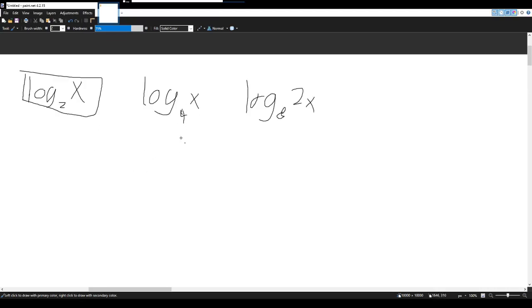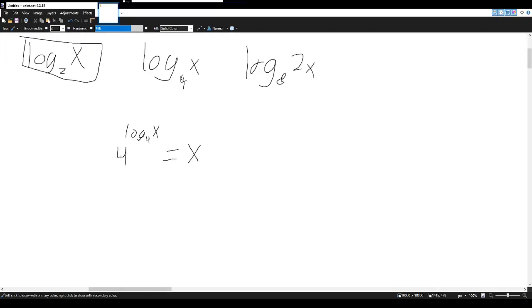Now the first one's already in base 2, so let's convert log base 4 of x. If you have 4 and raise it to the power of log base 4 of x, that's going to equal x. This is pretty much the definition of what a logarithm is. It's an exponent that you put on the base and it equals whatever's in the log. So we want this base to be a 2, because then we can write it as a log base 2.